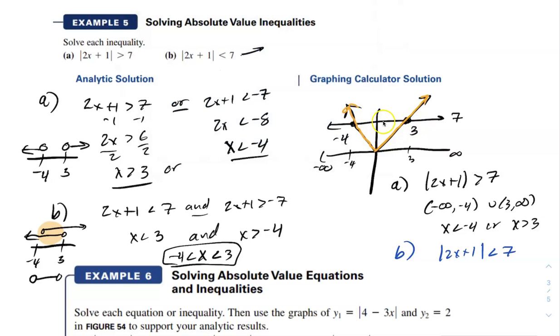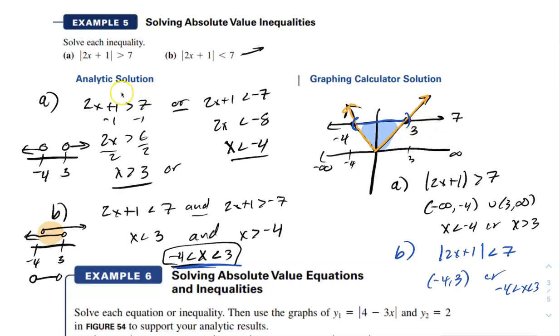Light blue. Less than 7 happens, right? When are you less than this line? Well, when you're below it, it happens right in here. This is where the y equals 7 line is greater than my absolute value line. So it happens between negative 4 and 3. So between here and here. So between negative 4 and 3. Or if you want to say it this way, between negative 4 and 3.